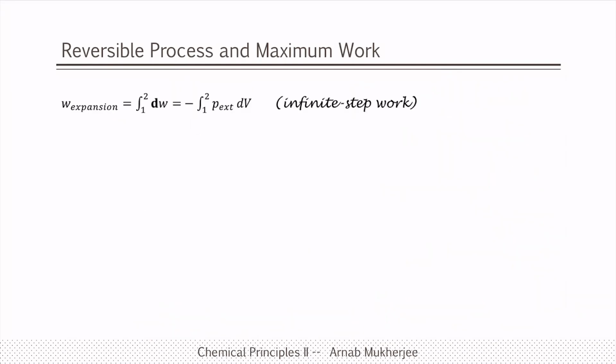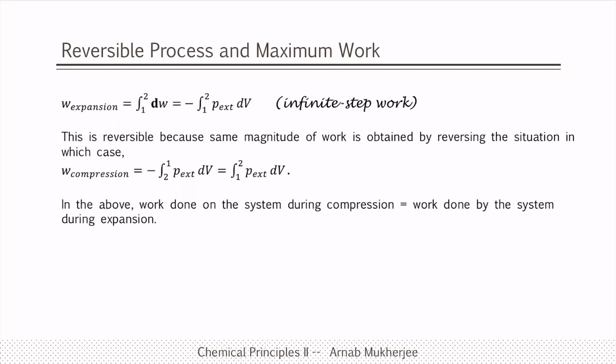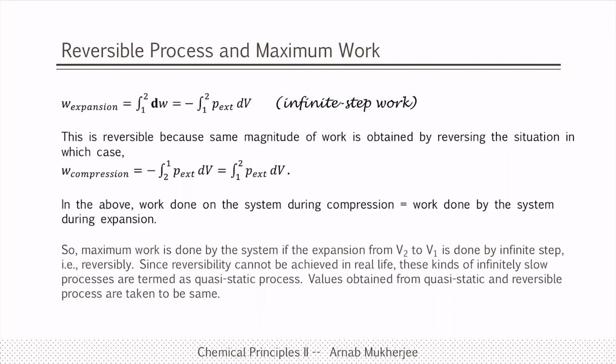So, we can show the same thing here. I have said the same thing, that maximum work is done by the system if the expansion from V2 to V1 is done in an infinite number of steps, i.e. reversibly. Since reversibility cannot be achieved in real life, these kinds of infinitely slow processes are termed quasi-static processes. Values obtained from quasi-static and reversible processes are taken to be the same here.